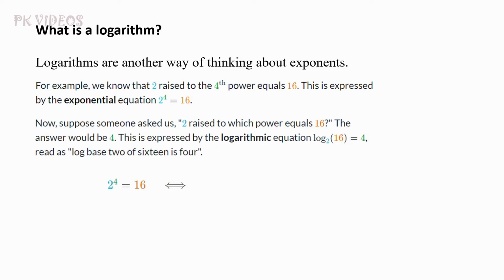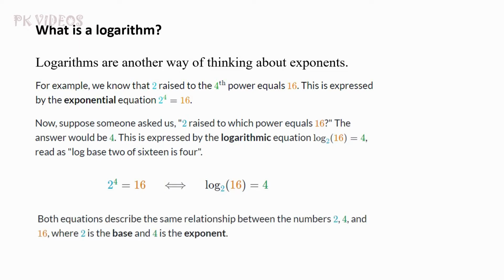We have the exponential equation 2 to the power 4 is equal to 16, which can be written in the logarithmic equation as log 16 to the base 2 is equal to 4. Here, both equations describe the same relationship between the numbers 2, 4 and 16, where 2 is the base and 4 is the exponent. 16 is the number or the argument.